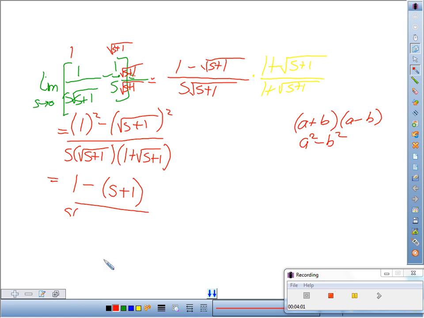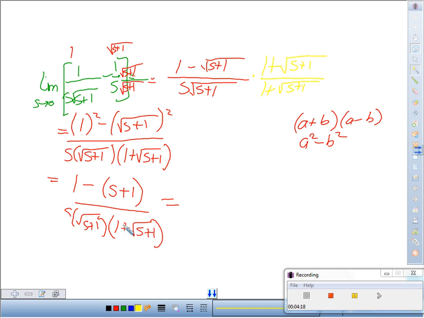I'll point out that the numerator is going to end up simplifying to what? This is minus s minus 1 when you carry through that minus sign. So those 1s are going to cancel. And all you're left with is minus s, right? So this whole thing is actually minus s instead, right?